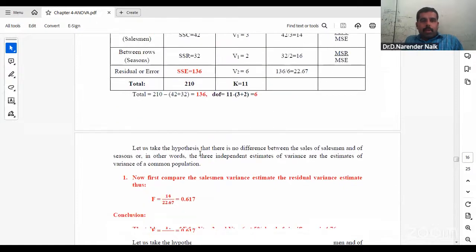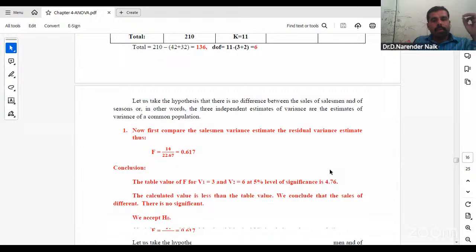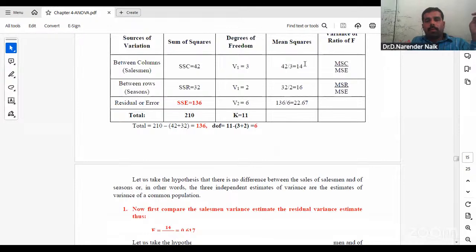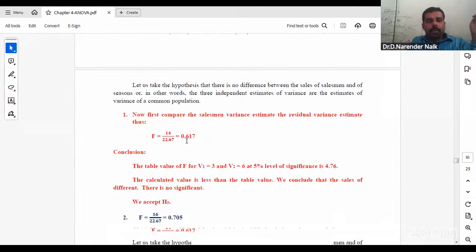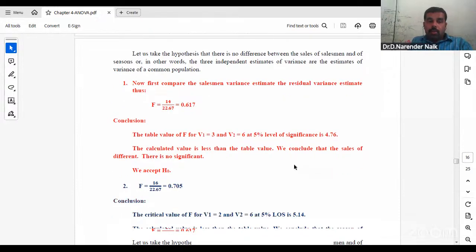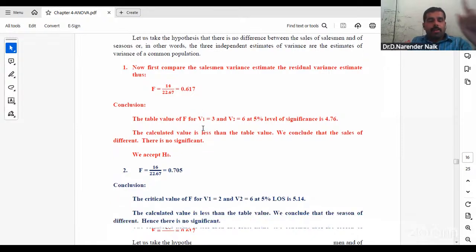So let us take the hypothesis that there is no difference between the salesmen and between the seasons. In other words, the three independent estimates of variance are estimates of variance of a common population. Now first compare the salesman variance estimate with the residual error: F is equal to 14 divided by 22.67, that is 0.617. The table value of F for V1 is equal to 3 and V2 is equal to 6 at 5% level of significance is 4.76. So this 0.617 is less than 4.76. In the first case, we accept H naught.